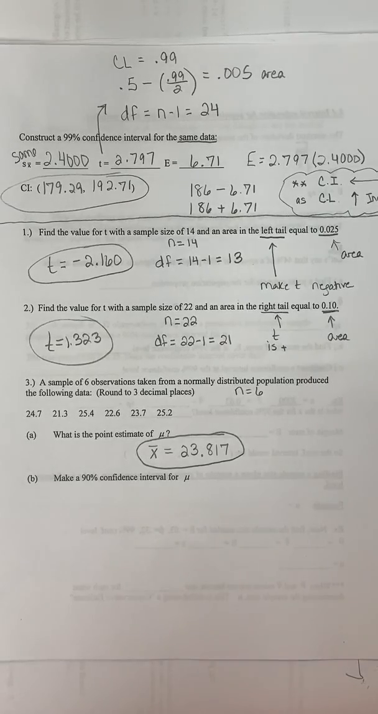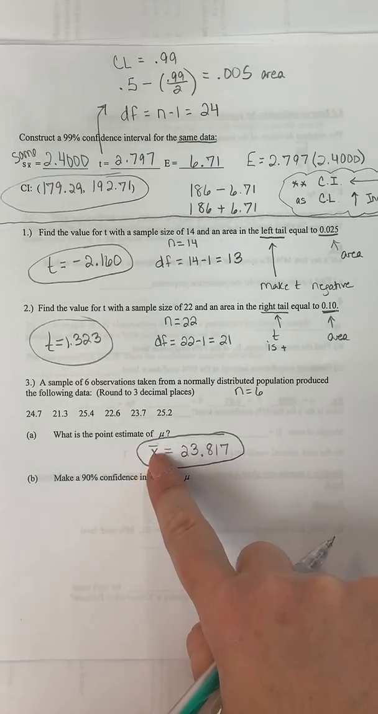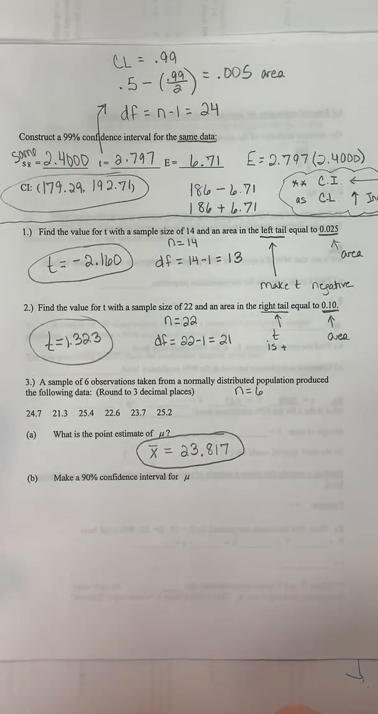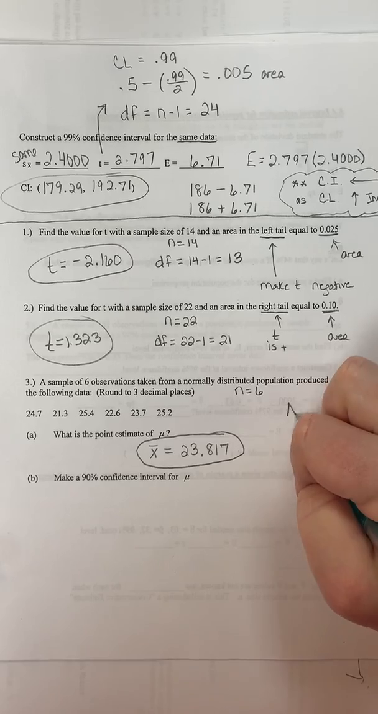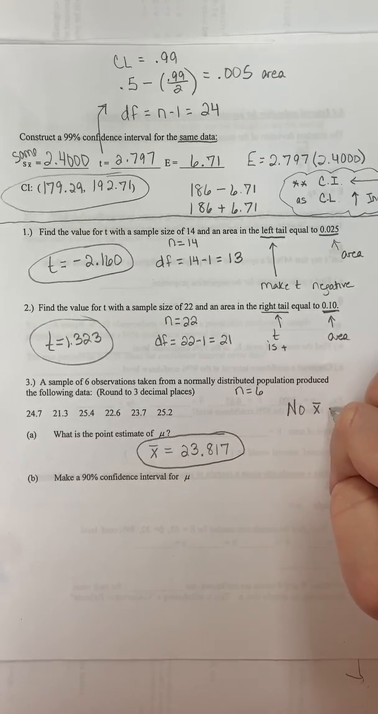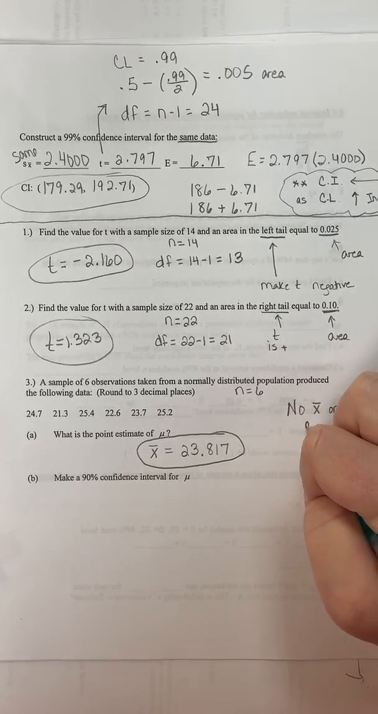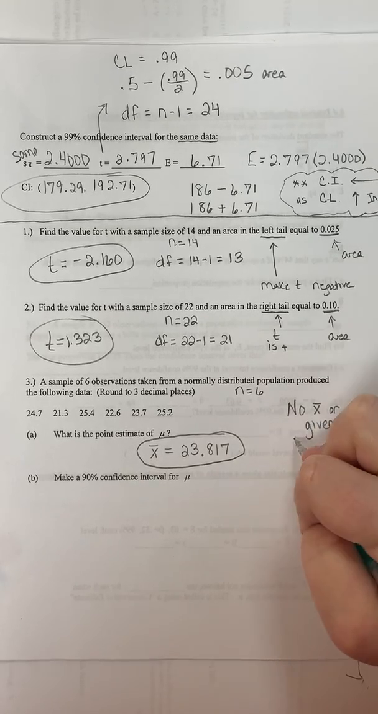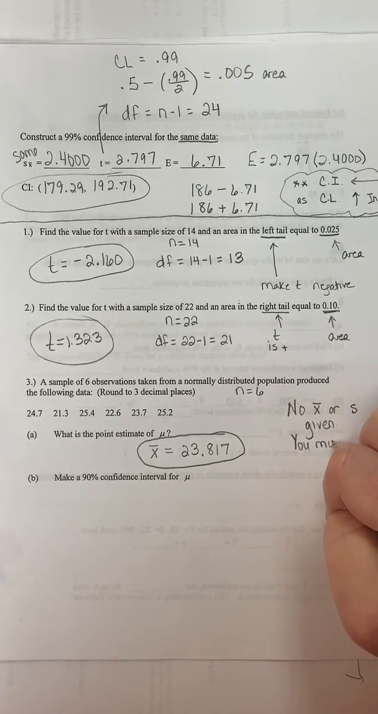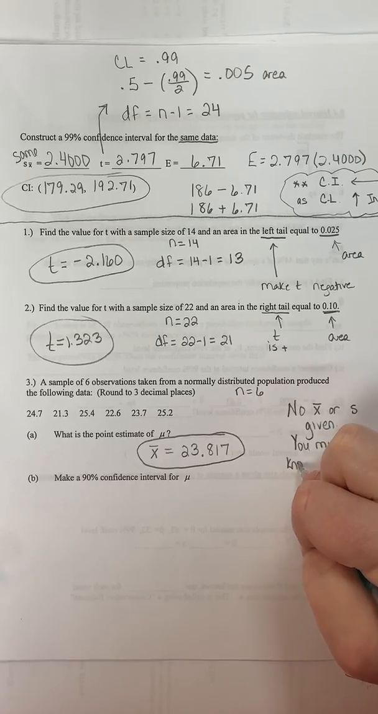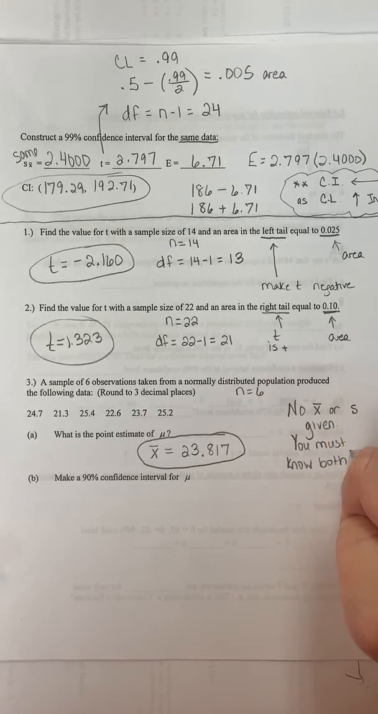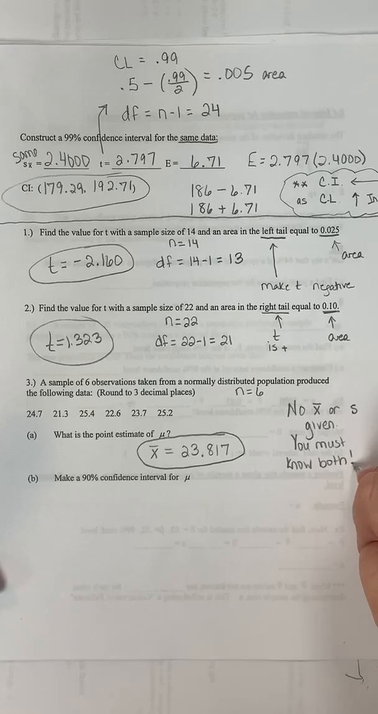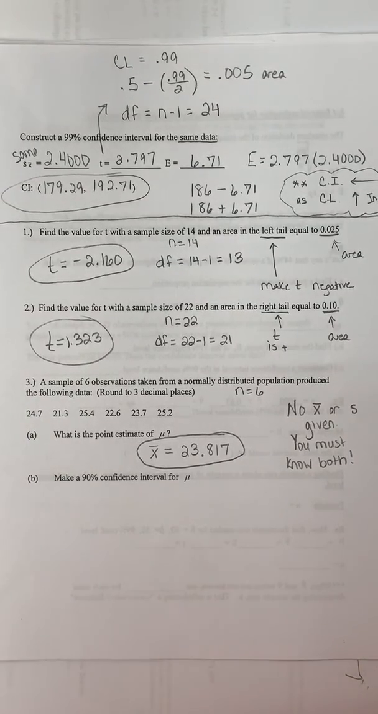Another way we can find that is to use our graphing calculator and 1-var stats. Now, why do I bring that up if that's all we have to do? Because that's not all that we have to do. There is no X bar or S given. You must know both. We have a sample, so we're not going to find sigma, but we are going to be able to find the sample standard deviation.